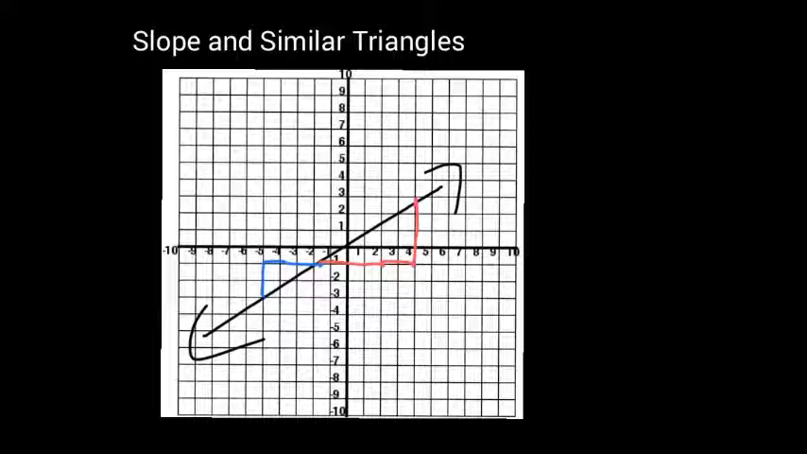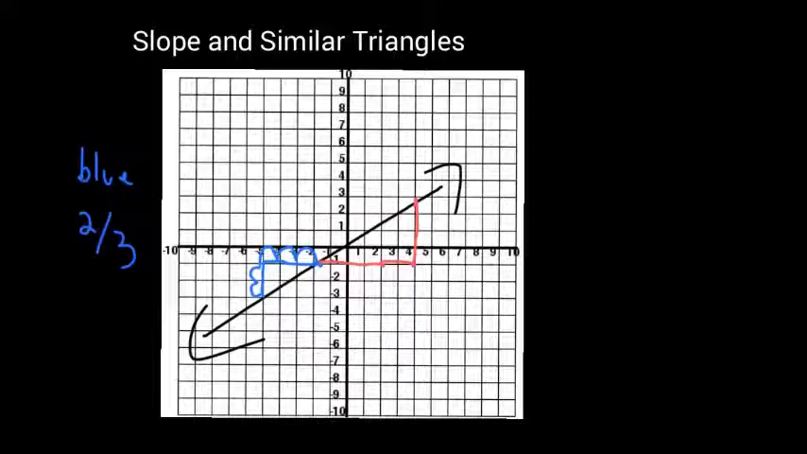Alright, let's talk about slope and similar triangles. So we got this line, and I made a blue triangle and a red triangle. So let's start with this blue triangle and find the slope. So we're going to go up 1, 2, and over 1, 2, 3. So our slope of the blue would be 2 over 3.